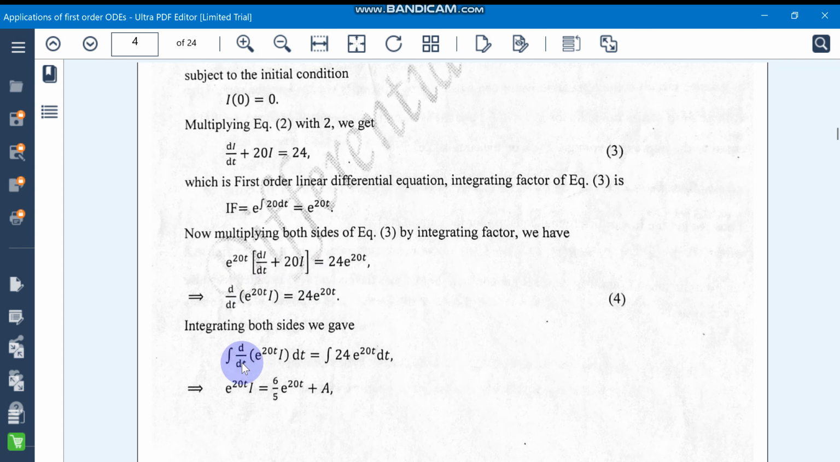After integration, the integration and derivative will cancel each other, we will get I e to the power 20t, and here 24, and its integration is e to the power 20t divided by 20. So 24 divided by 20 is 6 over 5, e to the power 20t plus some constant of integration.